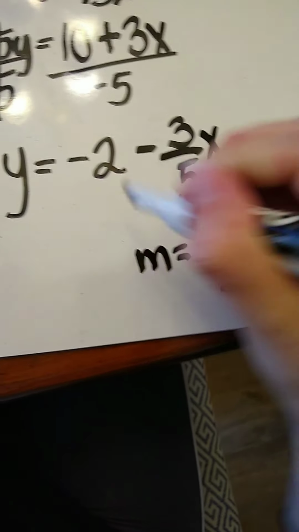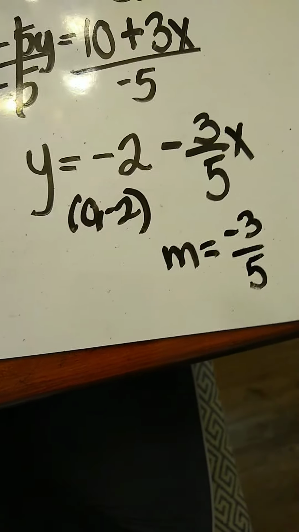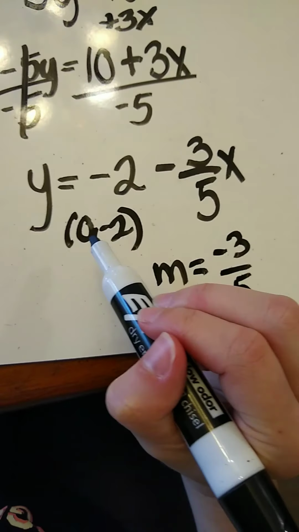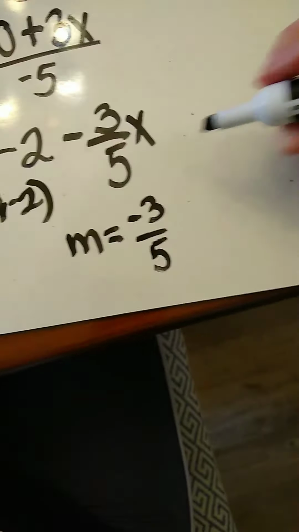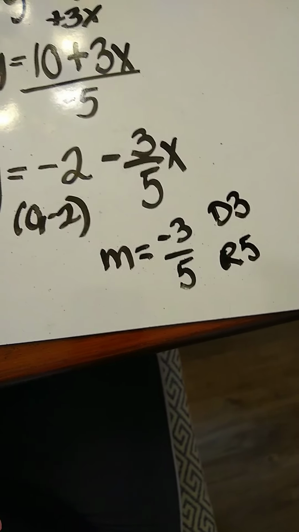So after looking at this, I know that my line has a slope of -3/5, and it has a y-intercept of 0, -2. So I'm going to start at 0, -2 on the y-axis, and then from there, I'm going to be traveling down 3 and then right 5 across my graph.